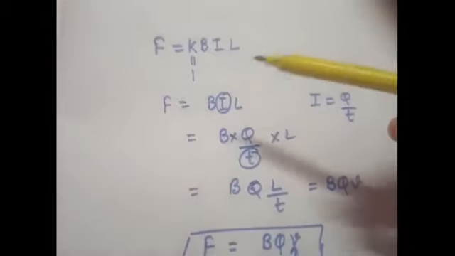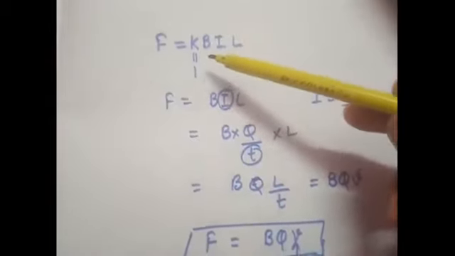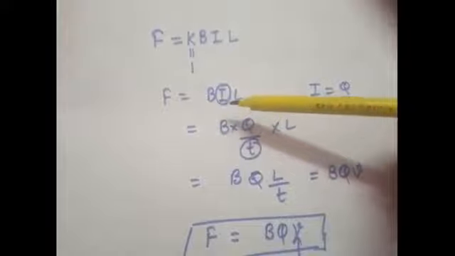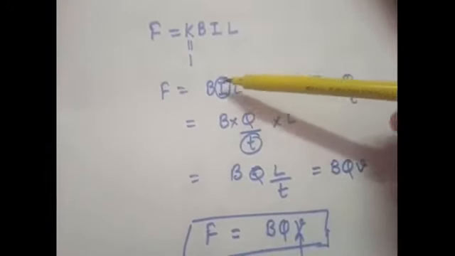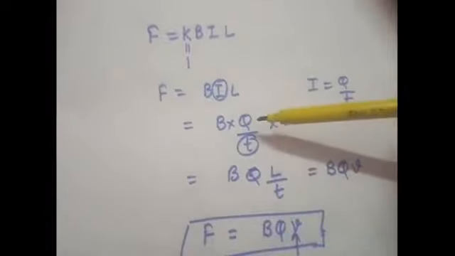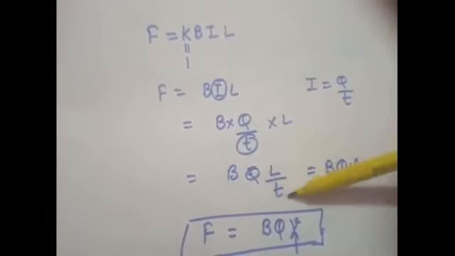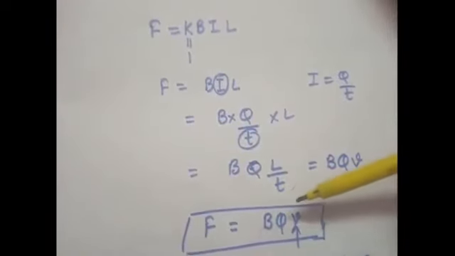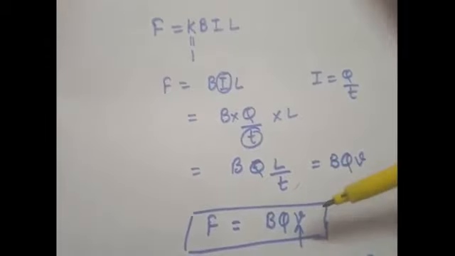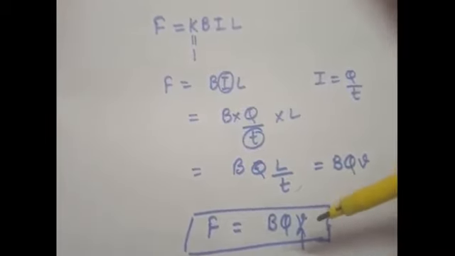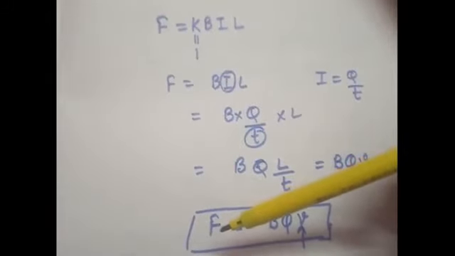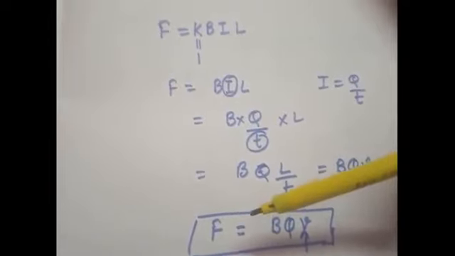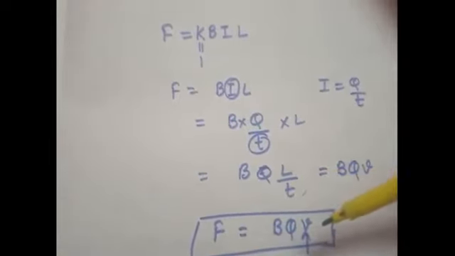So as we know, force is equal to BIL when the constant of proportionality K is kept at a value of 1. So force becomes F is equal to BIL. If we replace the value of I as Q by T, then it becomes BQL by T, and L by T is called velocity. So force is directly equal to BQV. That means it is related to the velocity of the particles in motion. But when the motion of the particle is zero, the force produced is zero. That means a magnetic force cannot be produced when the motion of the particle is zero.